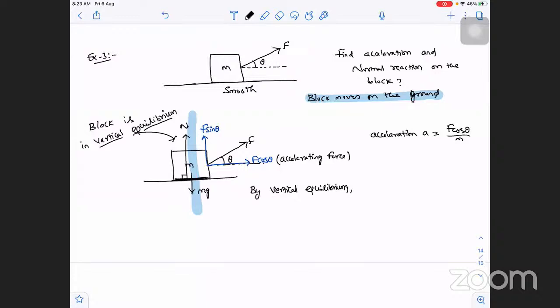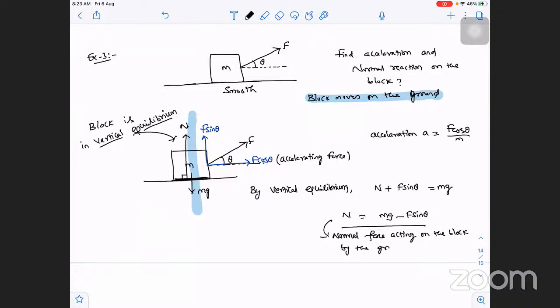Total upward force, N plus F sin theta, should be equal to what I can write down? mg. Total upward force is equal to total downward force. Then what is the N value I can write down? N equals mg minus F sin theta. This will be the normal force acting on the block by the ground.